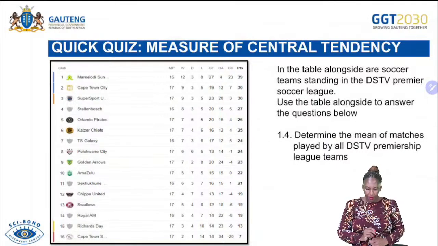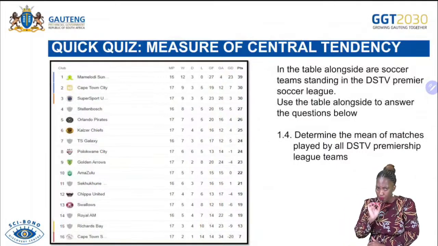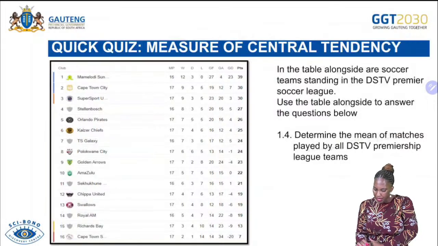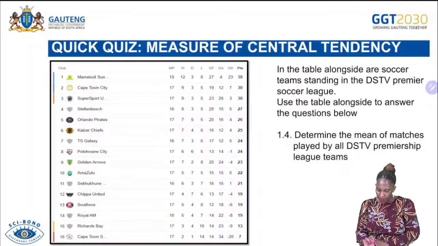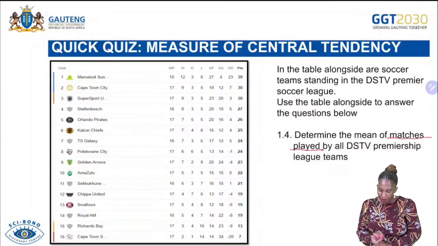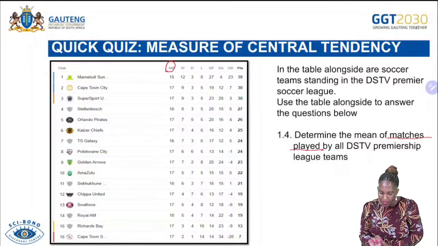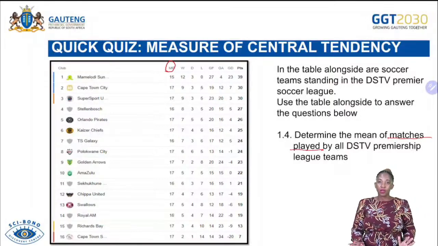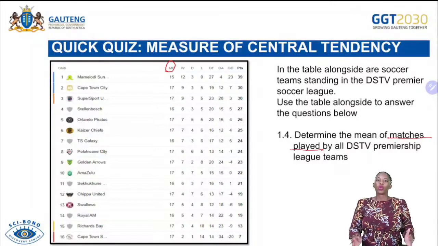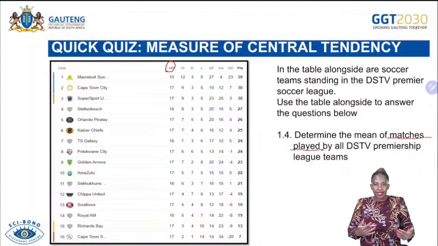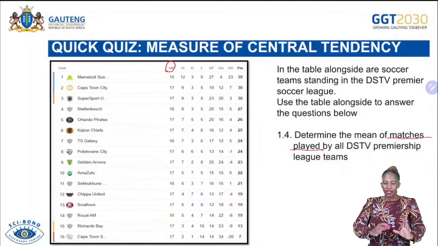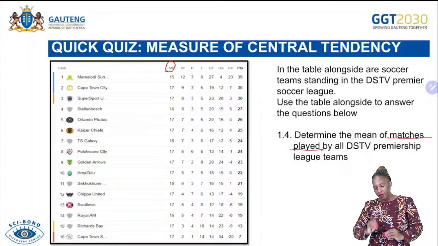Let's continue with our quick quiz. I hope you are working with me on this one, boys and girls. It says determine the mean of matches played by all DStv Premiership League teams. So our keyword here is MP. We are focusing on the MP. And you know what is nice? When we determine the mean, we don't need to arrange our data set, because we just want the sum. It is the sum of the values divided by the number of the values.